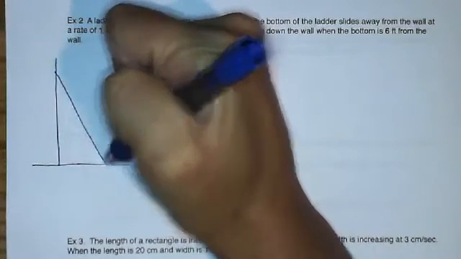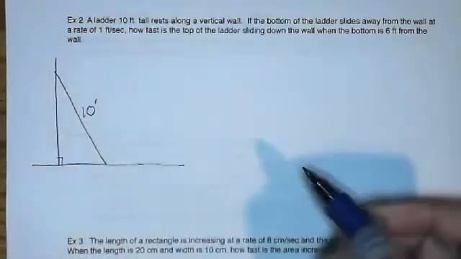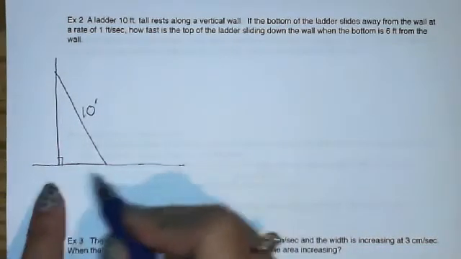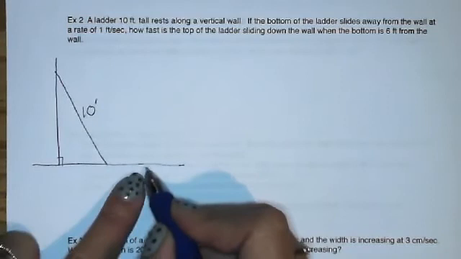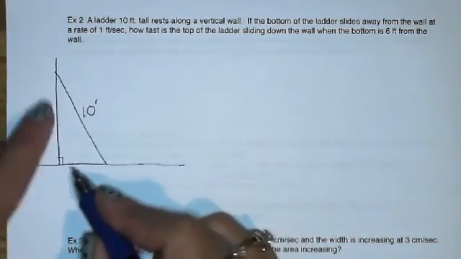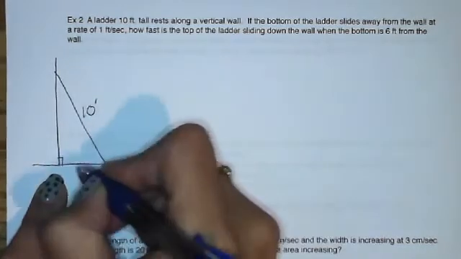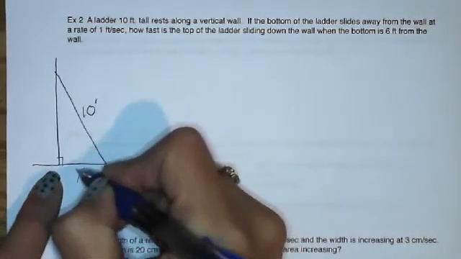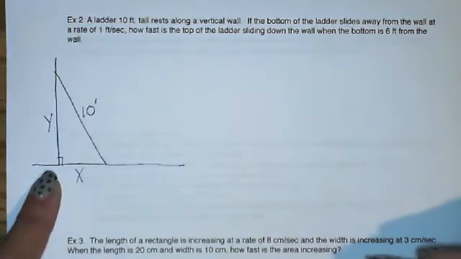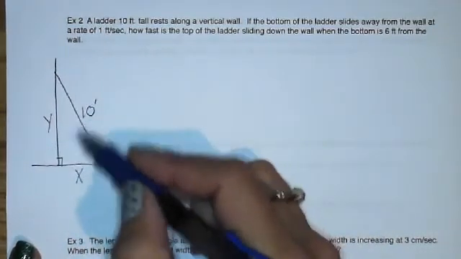So here's our wall, here's our ground, here's our 10-foot ladder, and then the bottom of this ladder is going to get pulled out, which means this horizontal distance is going to grow while this vertical distance is going to shrink. So both of these dimensions are going to change with time. The 10-foot ladder is going to stay 10 feet. So this distance is going to change with time, and so is this distance. I'll call them two separate variables.